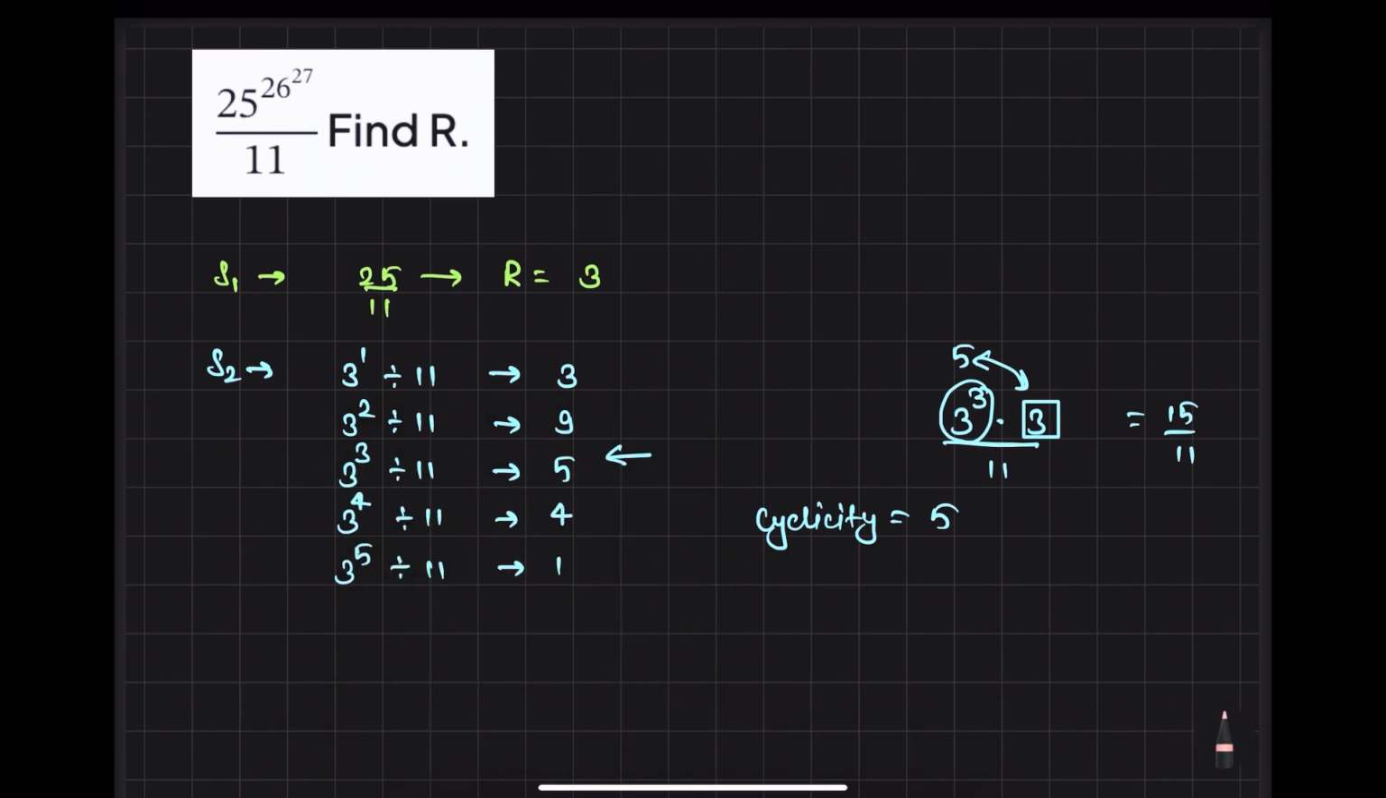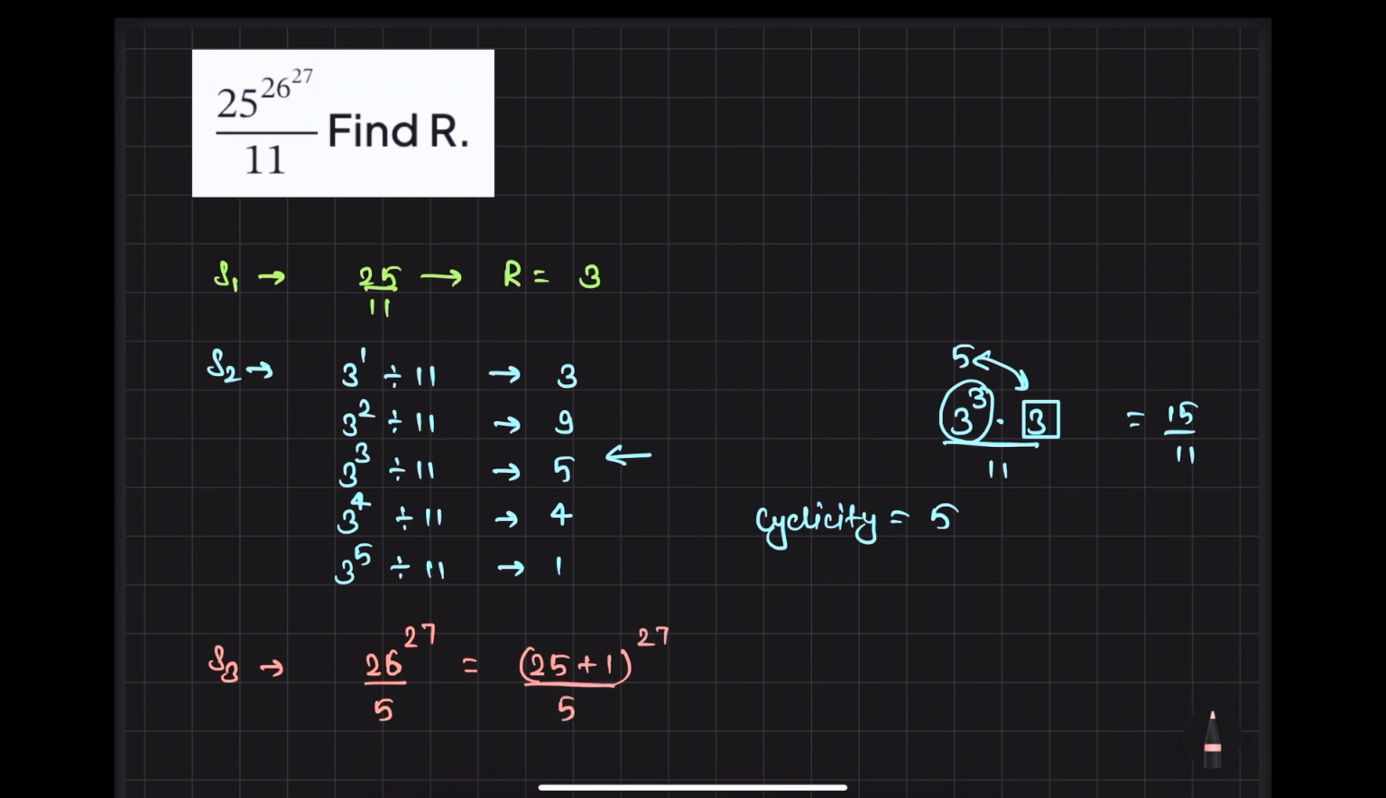Correct? Now we have to follow the 3rd step. So in the 3rd step, what did we used to do? We used to divide the power by cyclicity. So 26 power 27 by 5. Now you know that the numerator is bigger than the denominator. So can I write 25 plus 1 power 27?